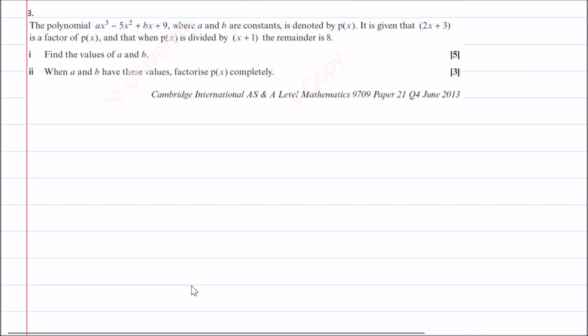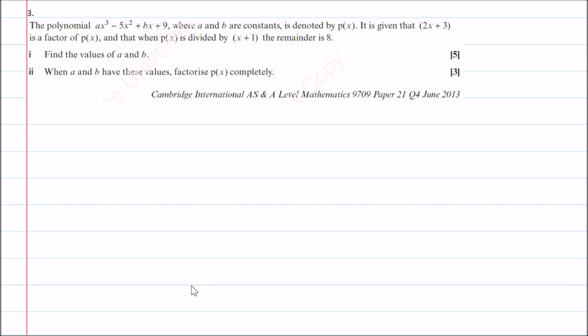It says the polynomial ax cube minus 5x square plus bx plus 9, where a and b are constants, is denoted by p(x). It is given that 2x plus 3 is a factor of p(x), and that when p(x) is divided by x plus 1, the remainder is 8. Find the values of a and b.